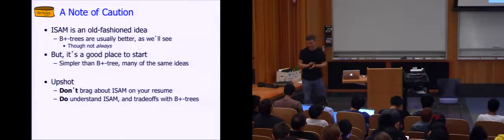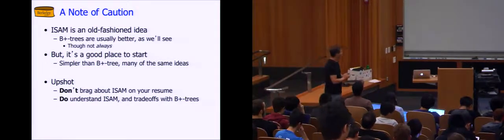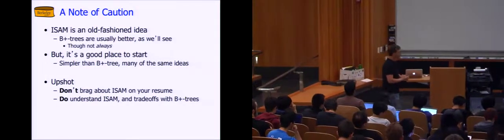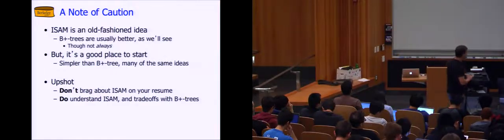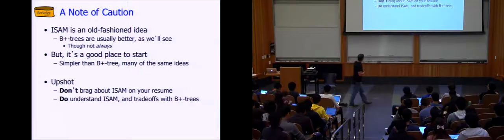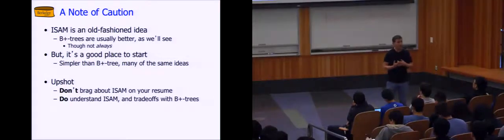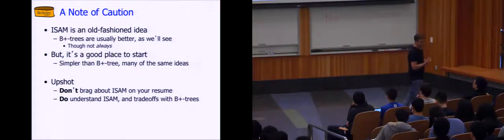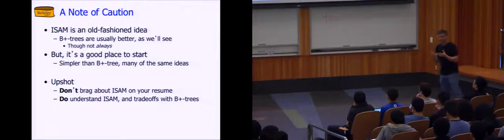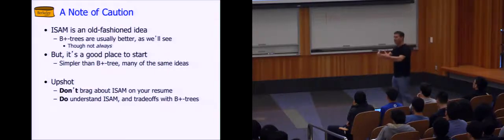A note of caution: ISAM is very old-fashioned. We're talking 1960s technology. B+ trees are almost always better. Maybe not always, and we'll ask the question, when are they not better? ISAM is a good place to start because it's basically the kernel of the idea of the B+ tree, which was invented in the early 70s, right around the same time the relational model was invented, probably not coincidentally. ISAM is easier to understand, so it's a way to get us towards B+ trees.